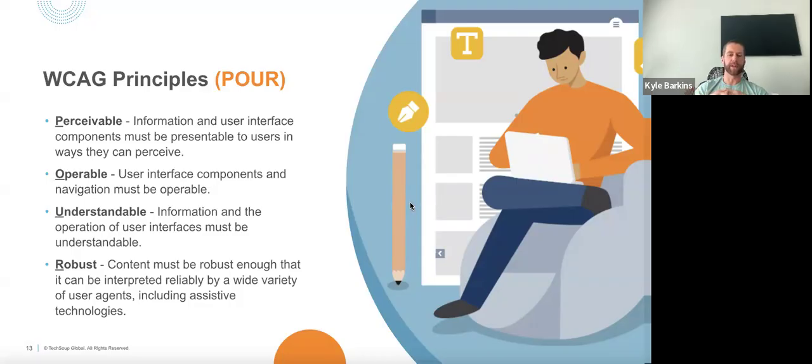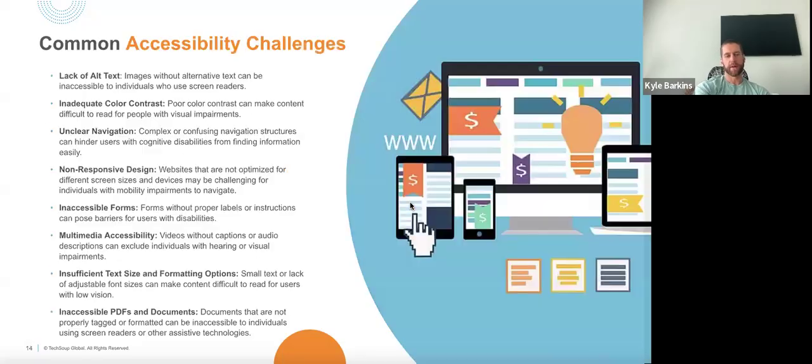And then they want it to be robust, so it needs to be able to be interpreted the same way by different user agents, like on different screens, or different technologies, or just different people in general. So the message should be clear, and the way that someone engages with that message should also be clear.